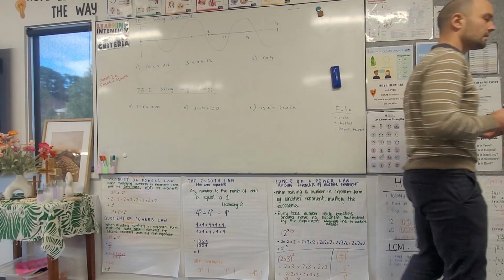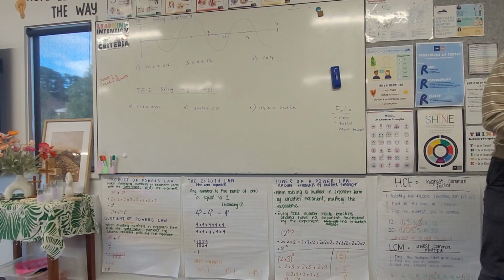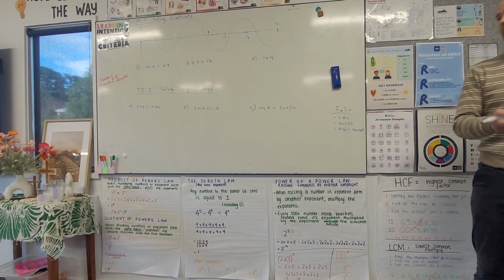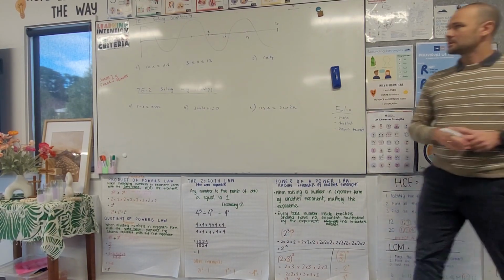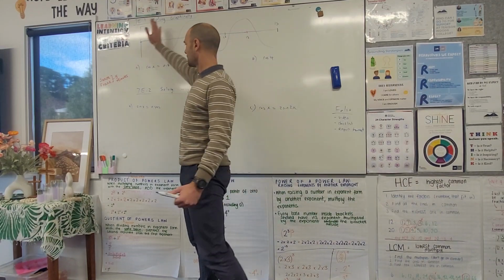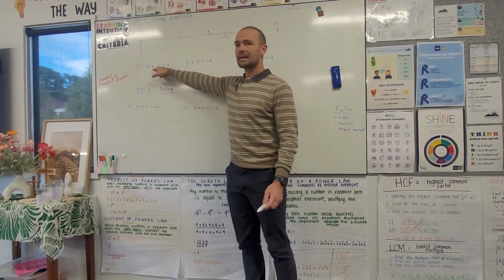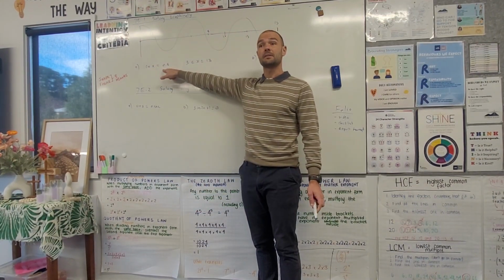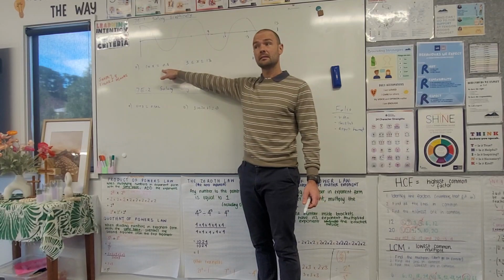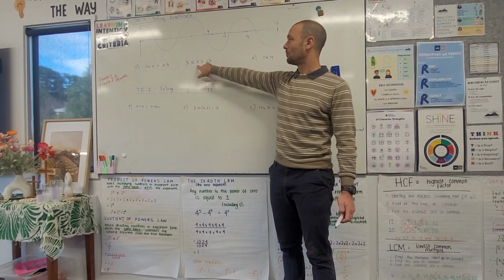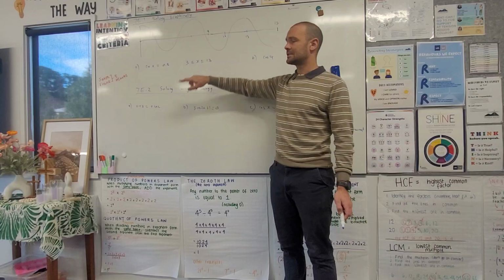Let's get straight into solving graphically. This is going to be exercise 7E.1. What we have here is a graph of the cosine function, and we have cos x equals 0.8. We have to solve for x over this interval between 3 and 13.